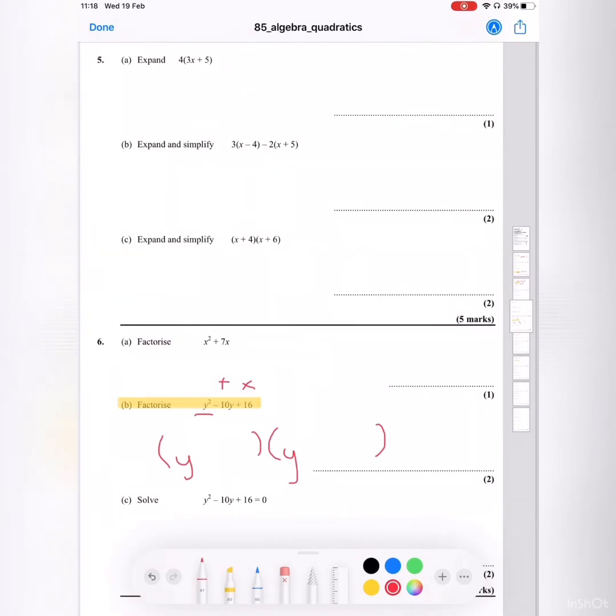So we add to get minus 10 and times to get positive 16. Again, both must be negative because otherwise we can't get a positive when timesing. So if we run through the options, we are going to find that it's going to be minus 8 and minus 2, because that's the only way we can get minus 10 there.